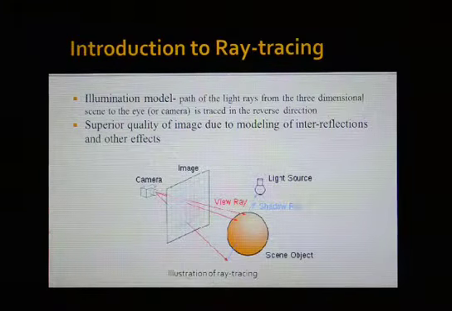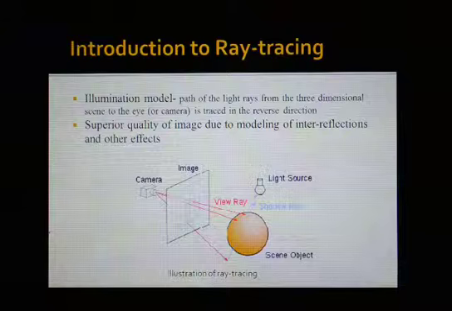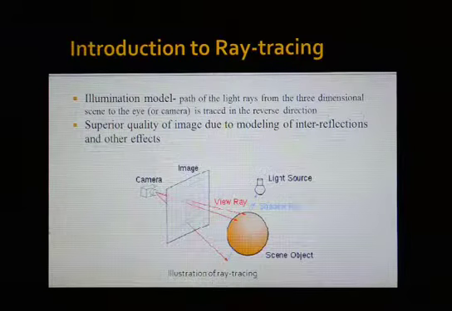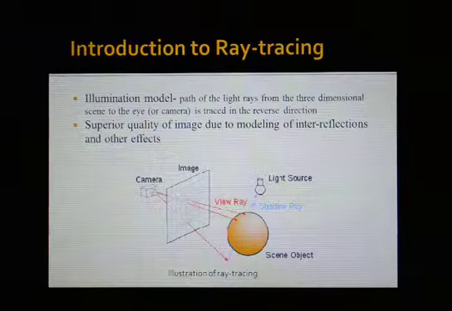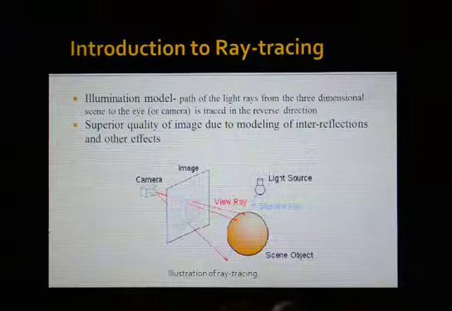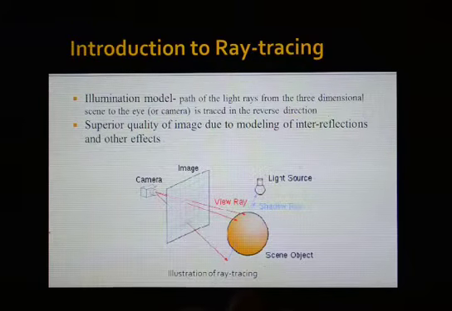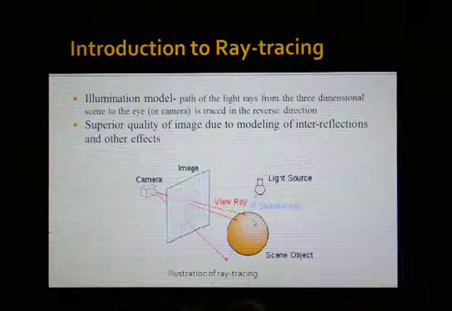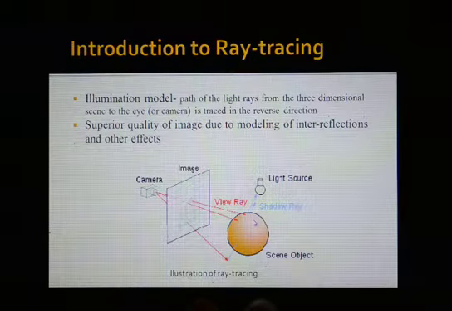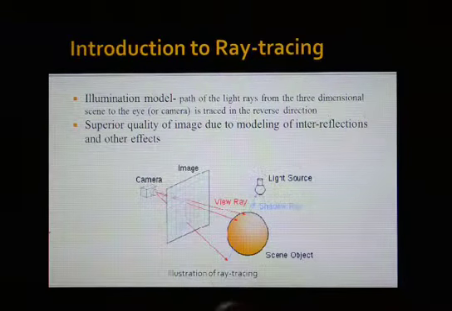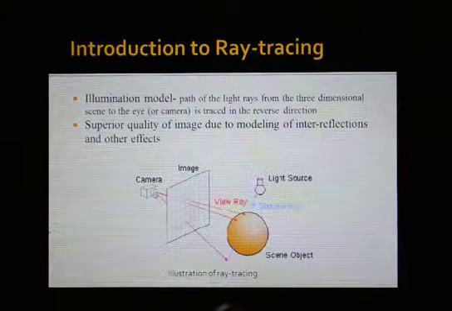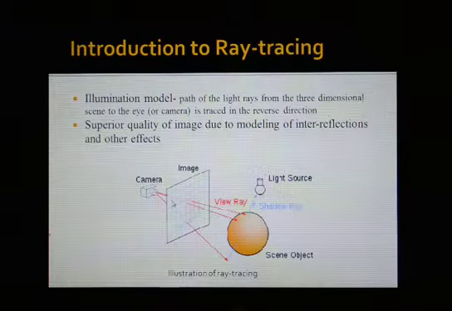Now we will understand what ray tracing is. Ray tracing is basically the tracing back of the rays from a 3D scene to the eye or camera in a reverse direction. It makes use of what we can see as the illumination model. In the illumination model, the rays are cast directly from the center of projection of the camera, and then they pass through every image pixel in the imaginary plane.